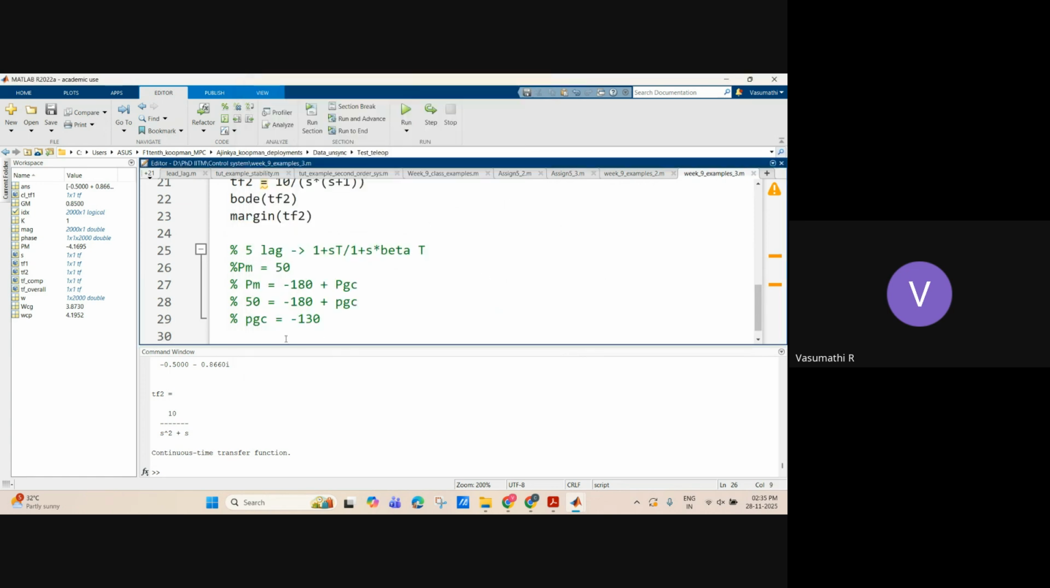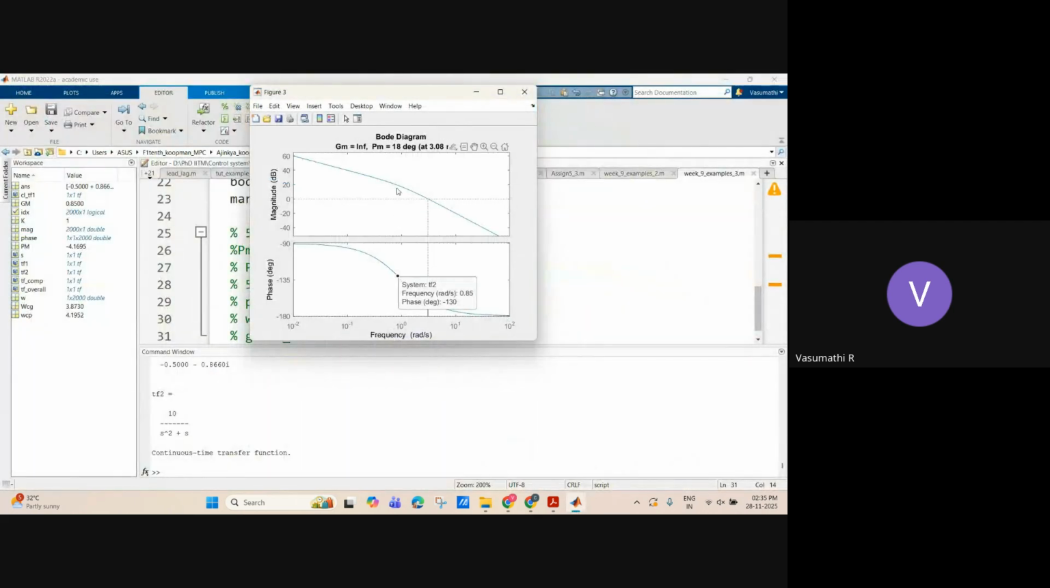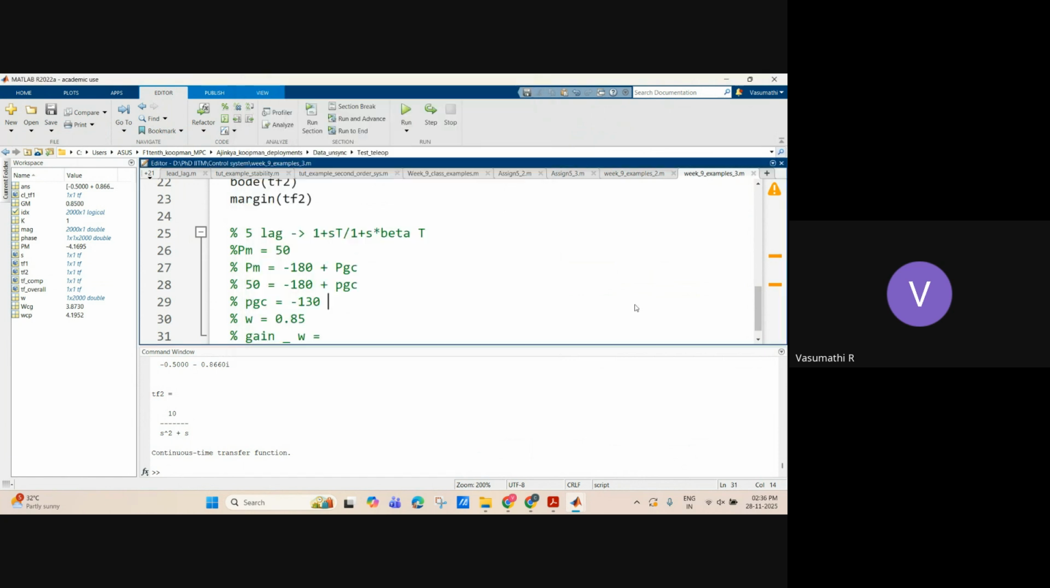Right now the omega for the compensation is around 0.85 radians per second. So we have to find the gain at which this frequency occurs, right? For the compensated system, just above this, we will look for the gain corresponding to the same frequency. It's around 19. Magnitude is 19. So this is the gain.